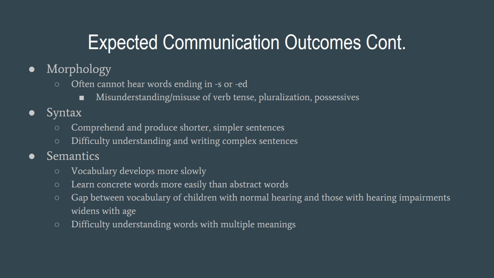Regarding semantics, their vocabulary may develop more slowly than their peers. It's a lot easier for them to learn concrete words than abstract words, and that gap between vocabulary of children with normal hearing and those with hearing impairments continues to widen with age. So they might have difficulty understanding more words, understanding words that have multiple meanings as well.